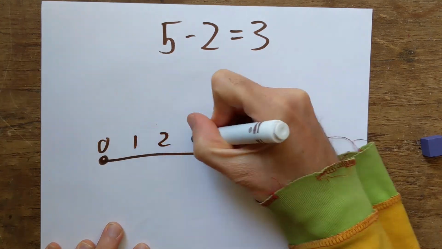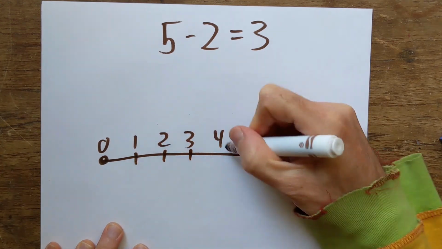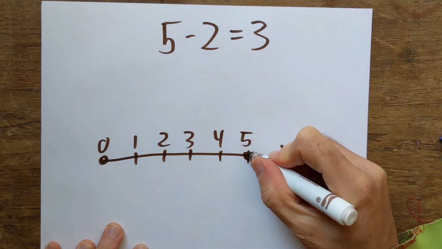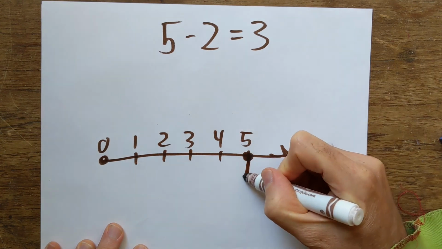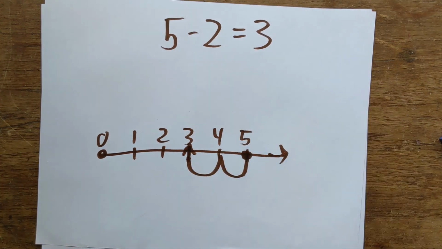0, 1, 2, 3, 4, 5. Here's a really small number line. You start at 5, you take away 2, 1, 2, and you get your answer, which is 3. So that is how you subtract.